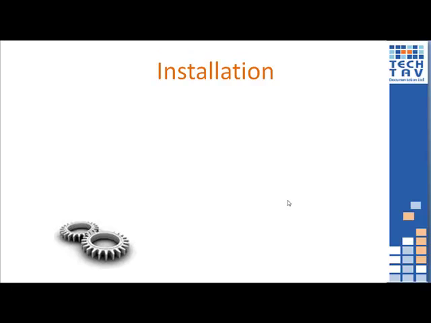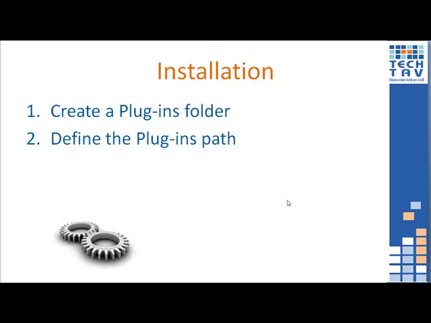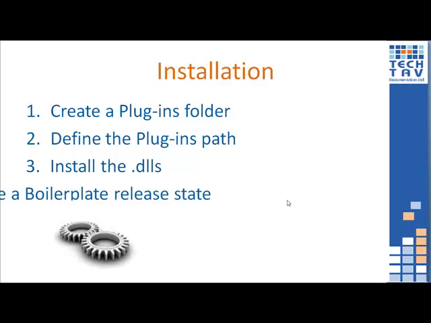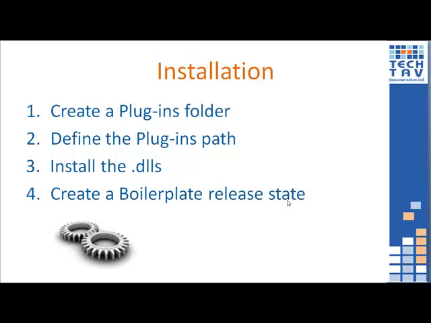In this video, we'll be focusing on how to install your Boilerplate plugin. Installing the plugin involves the following steps. If this is the first time you are using plugins, you'll need to create a plugins folder. You'll also need to define this path in AuthorIt. Then you'll need to install the Boilerplate DLLs into that folder. If you already have a plugins folder, you can simply jump to step 3. Finally, you'll need to create a Boilerplate release state. The release state is used in the editor to indicate which topics you want to make Boilerplate topics. These steps need to be done only once before you start using the Boilerplate plugin.